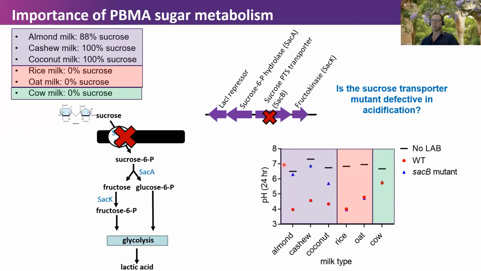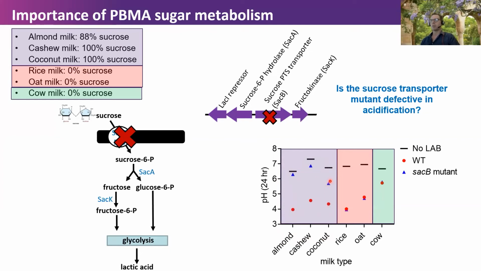So the results are shown down here. This is the endpoint pH level of the different milks. So these are the sucrose-rich milks here. This is the wild type strain, which acidifies very well. This is the starting level, the black bars here, and this is our mutant here in the triangle. So the sucrose transporter mutant basically is unable to acidify almond milk or cashew milk.